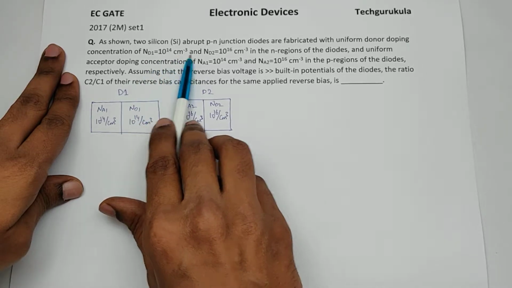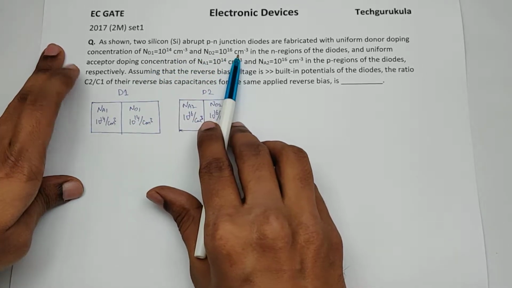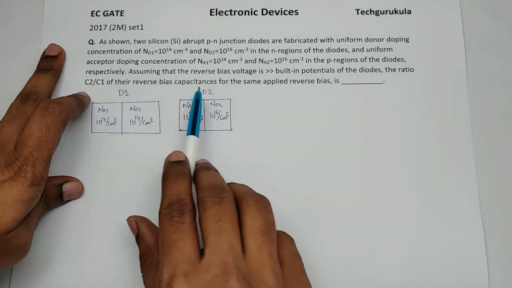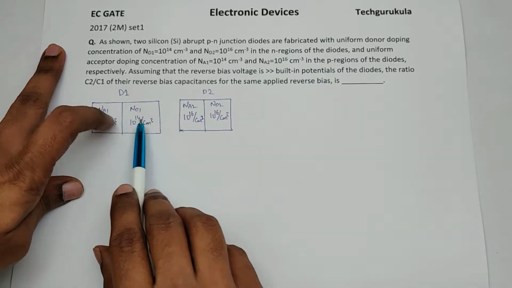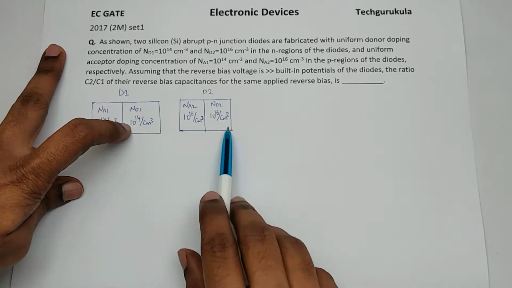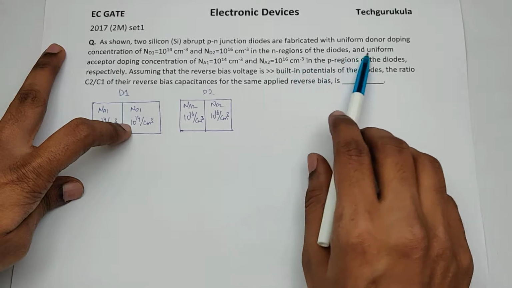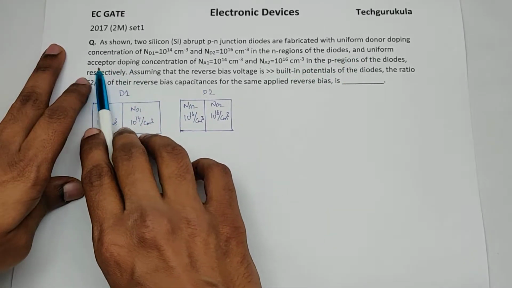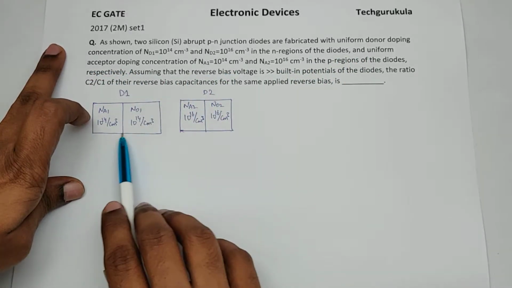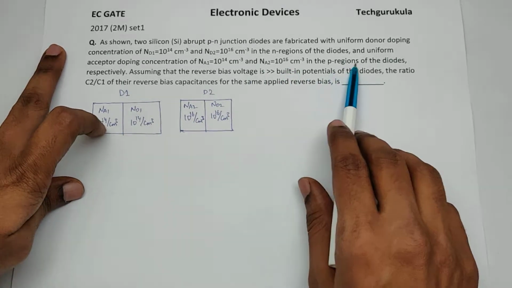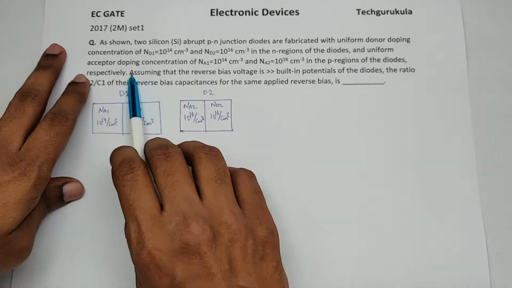and Nd2 is 10 power 16 in the n regions of the diodes. So they have shown two diodes, D1 and D2, and Nd is given 10 power 14 for diode 1, and Nd2 is 10 power 16 for diode 2. And the same thing is applied here also. Acceptor doping concentration is as well 10 power 14 here, and in diode 2 it is 10 power 16 in the P regions of the diodes respectively.